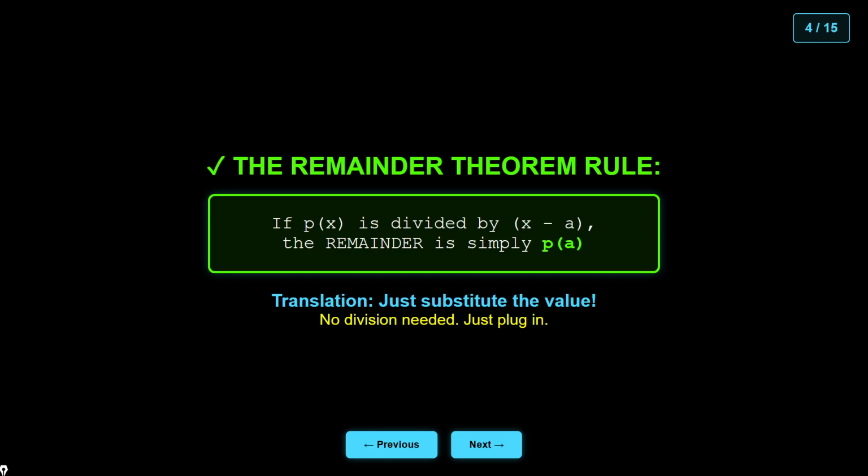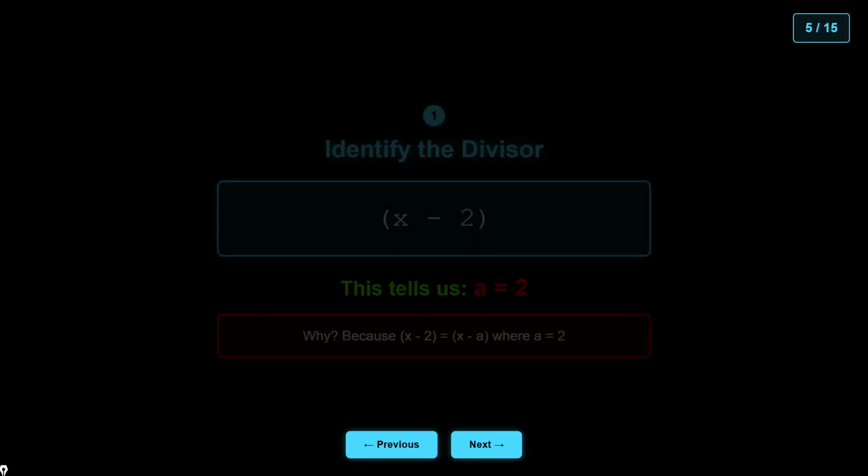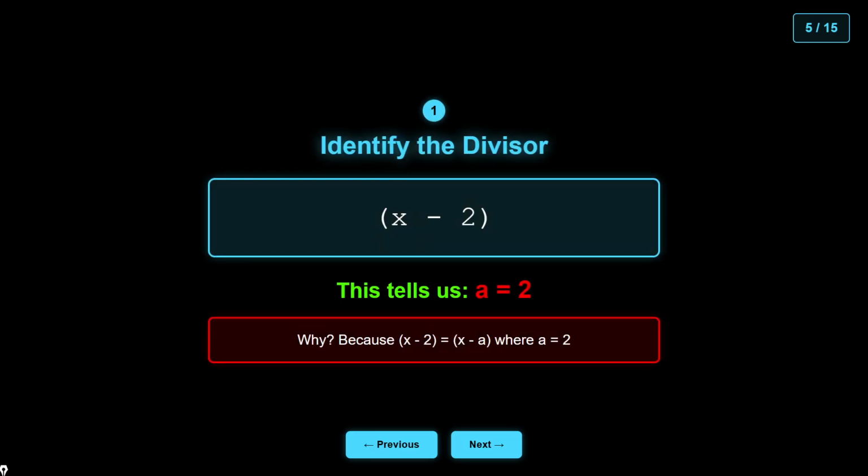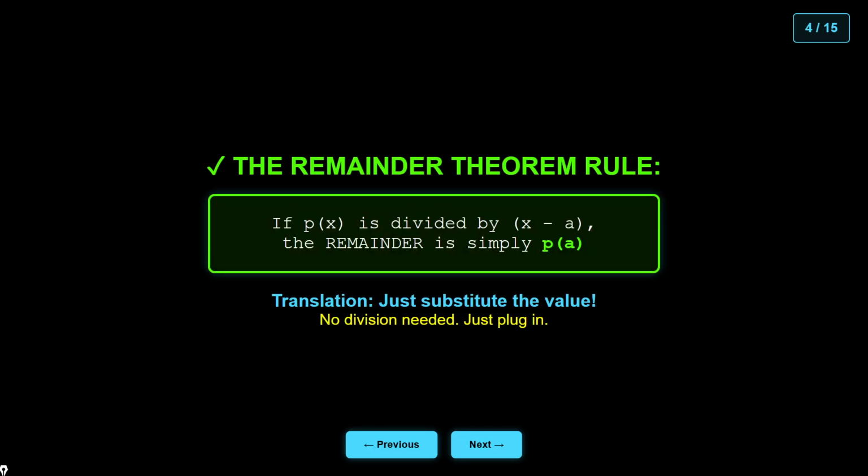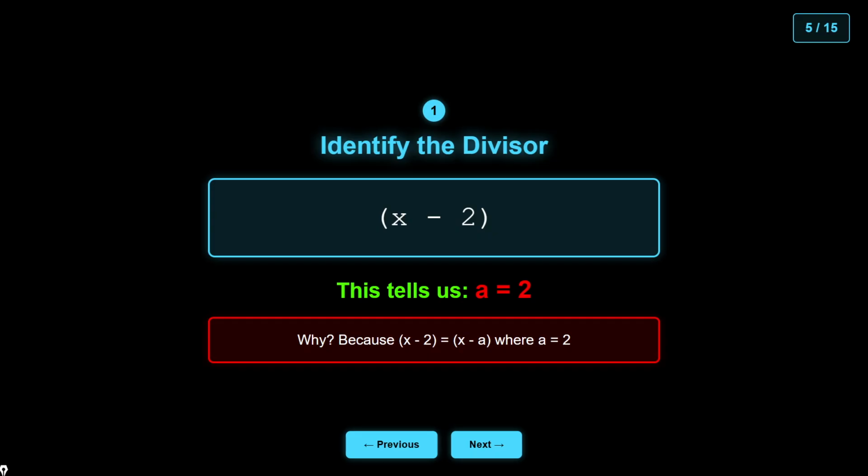So let's go through the steps of following this. Identify the divisor. It's x minus 2. In this case, if I take x minus 2, that tells me x minus a corresponds to x minus 2, where a is 2.